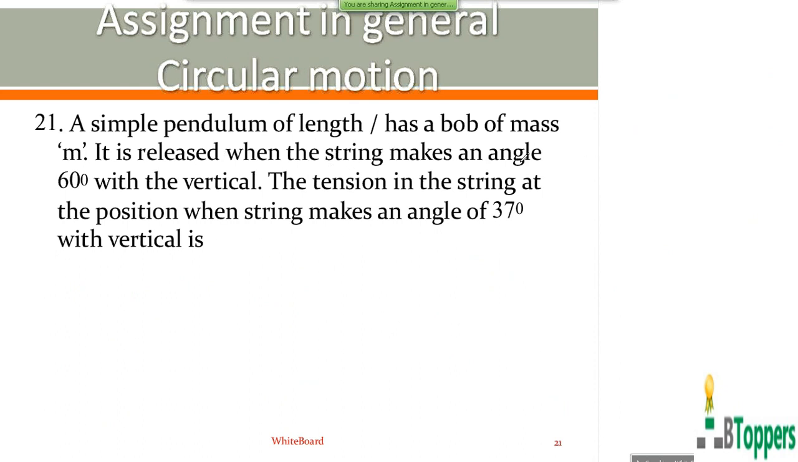A simple pendulum of length L has a bob of mass M. It is released when the string makes an angle of 60 degrees with the vertical. The tension in the string at the position when the string makes an angle of 37 degrees with the vertical is. So for that you have to know the magnitude of velocity of the bob at the instant when the string makes an angle of 37 degrees with the vertical, we have to apply conservation of mechanical energy.